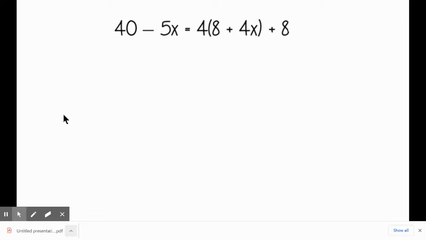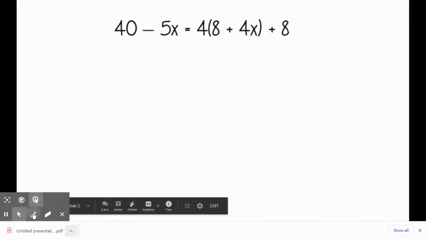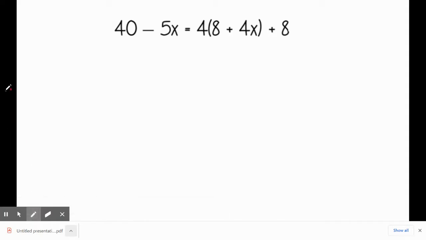Okay, so we've got 40 minus 5x is equal to 4 times the quantity 8 plus 4x, plus 8. I noticed a couple things here, and I actually have a couple options on how I can solve, but I think the first thing that I'm going to do is take care of this distribution.